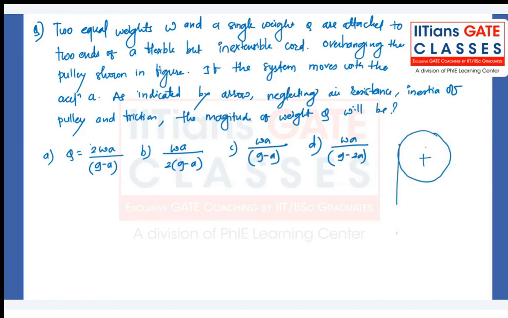The figure looks something like this. This is the weight, this is another weight, and this is Q, and this is the acceleration A. Okay, I'll repeat the question. Two equal weights W and a single weight Q are attached to a flexible but inextensible cord overhanging the pulley shown in the figure. If the system moves with an acceleration as indicated by the arrow, neglecting air resistance, inertia, and friction of the pulley, the magnitude of weight Q will be. What is the value of Q? Okay, this is one of the previous year questions.